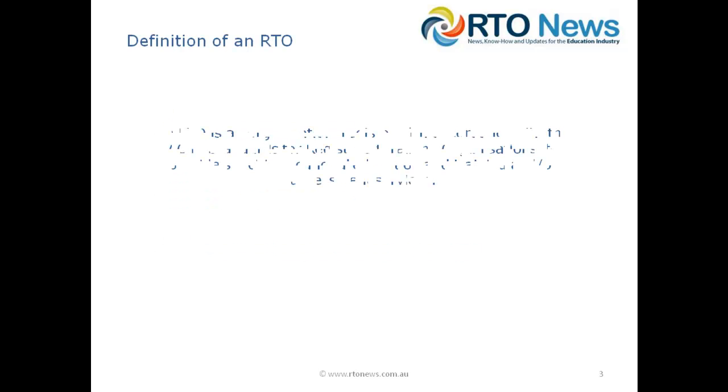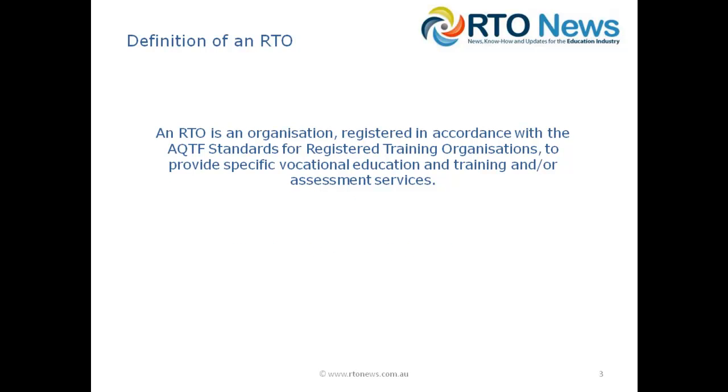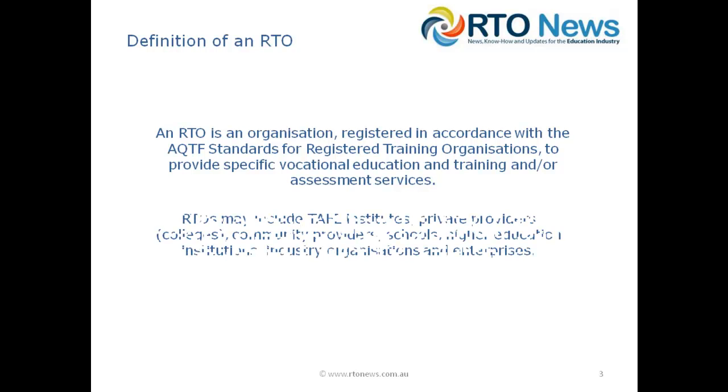The official definition of an RTO is that an RTO is an organisation registered in accordance with the AQTF standards for registered training organisations to provide specific vocational education and training and/or assessment services. Basically, an RTO is a college, generally privately owned, a TAFE, schools, primary or high school, universities, etc. Even McDonald's is an RTO.